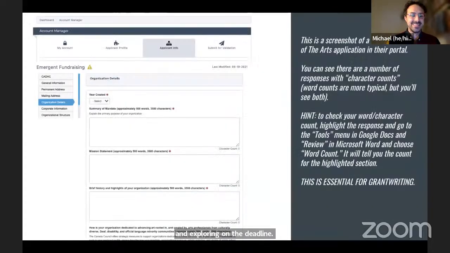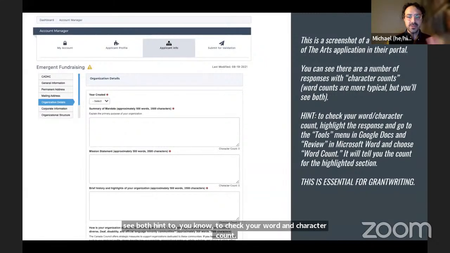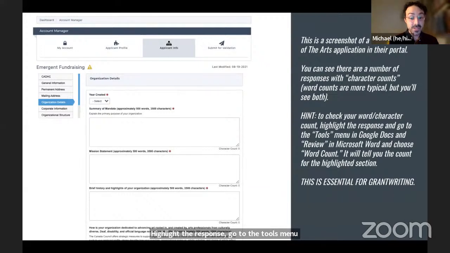Next slide, please. Now you can see there are a number of responses with character counts. Word counts are more typical, but you'll see both. To check your word and character count, highlight the response, go to the tools menu in Google Docs and review in Microsoft Word, and just choose word count in advance. It will tell you the count for the highlighted section if that isn't crystal clear in the portal. It's really important to do that to avoid overwriting, and then realizing when you're submitting that you have to massively truncate your proposal. So this is essential for grant writing. Next slide, and over to you, Kyle.